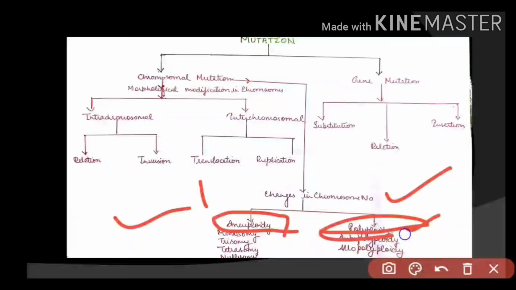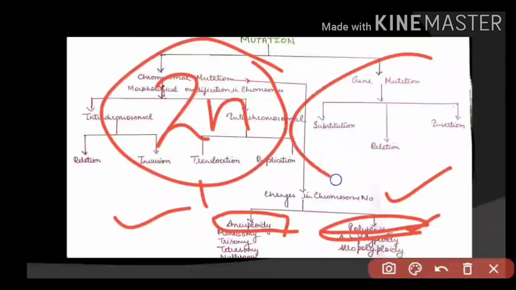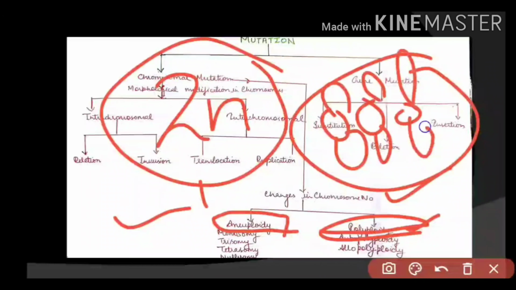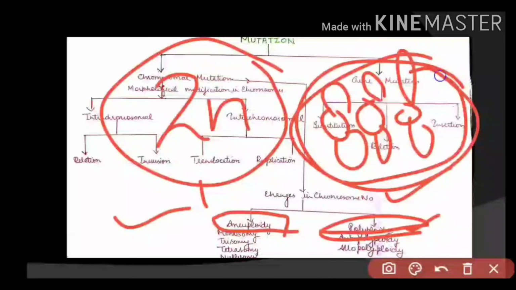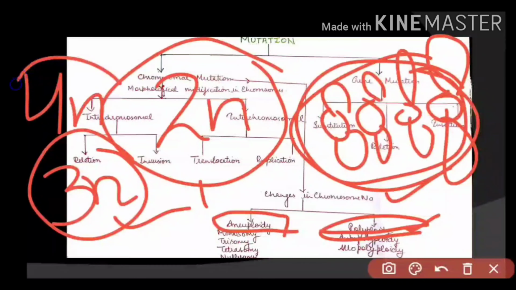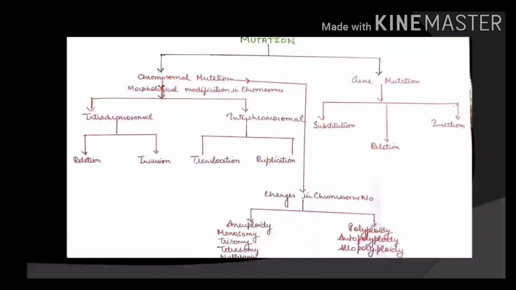See, for example, humans, we have a diploid cell. We have two sets of each chromosome. Now if suppose one more is added, now we have three sets of each chromosome, so now the condition becomes triploid, 3n type of condition. If we have four sets of chromosomes, then the situation becomes 4n, tetraploid. So in polyploidy, the whole set of chromosomes gets changed.